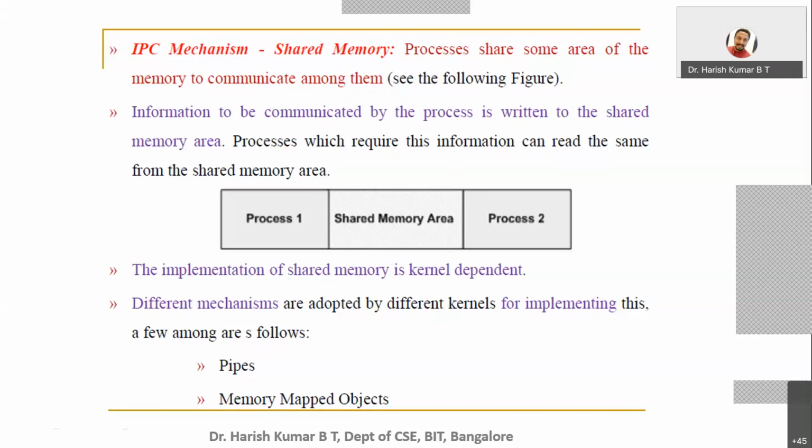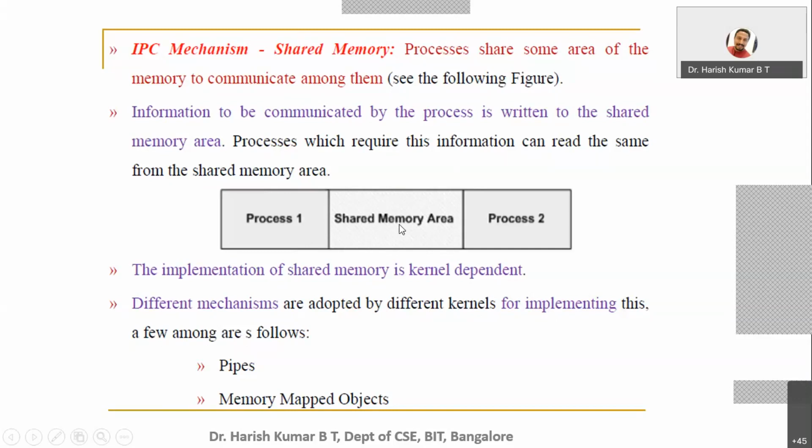This is the IPC mechanism through shared memory. There should be some amount of memory shared by both the communicating processes, and then they can exchange data just by using simple primitives like read and write. One process writes to the shared memory and the other process gets the data by performing the read operation from the shared memory. Different kernels adopt different mechanisms for implementing this; a few among them are as follows, called pipe.